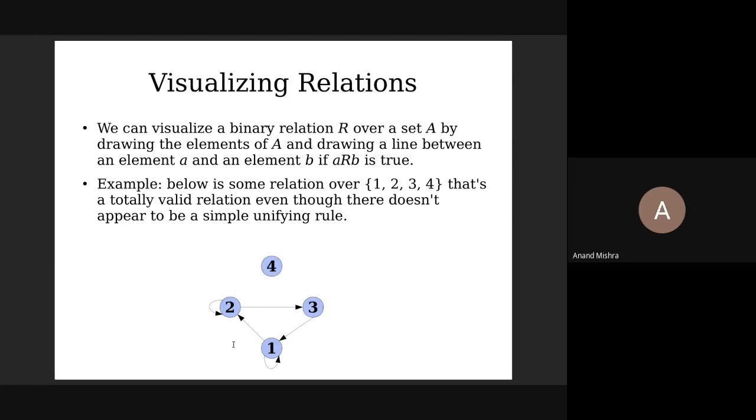Any directed graph you draw will correspond to a binary relationship. The graph should be directed, and the nodes should be the members of the set. If you draw such a graph, it will always correspond to some relationship. Some of these relationships we may know and some we may not, but it is a valid relationship.